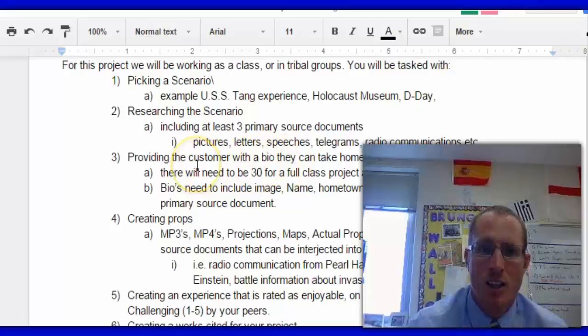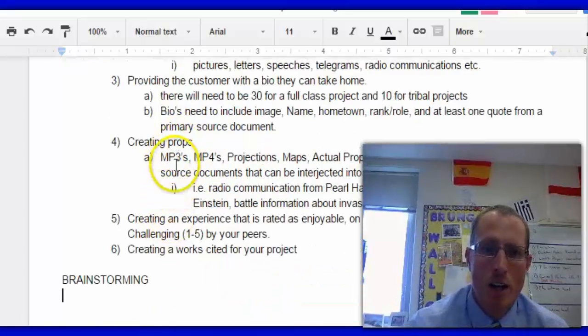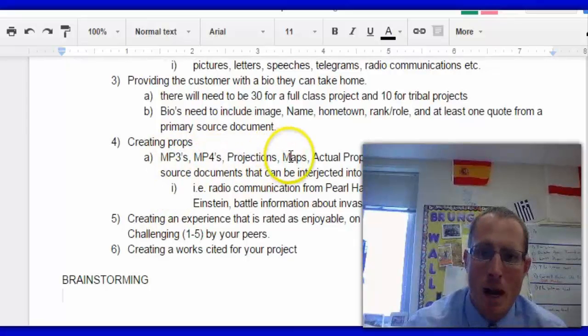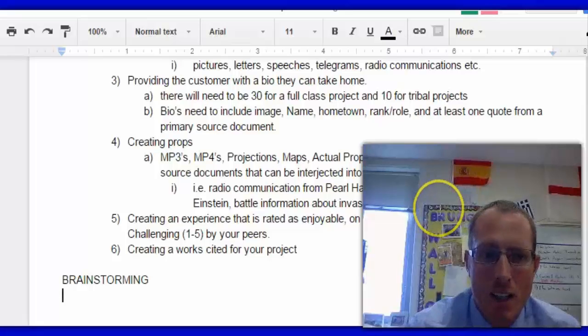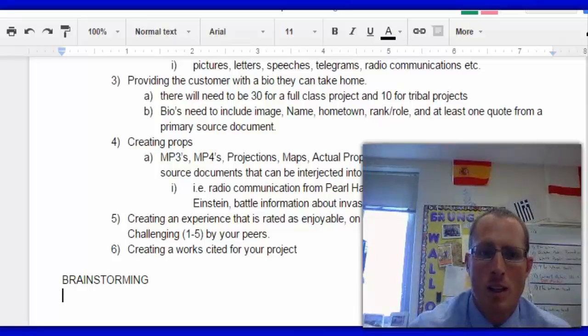The next thing that you're going to need is to create props. Audio, video, maps on the wall, actual props that they can put their hands on, like a ship wheel, controls, a Norden bomb sight, anything that they can interact with that you could do. Also, primary source documents that could come to the classroom.